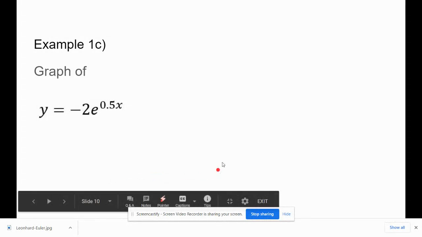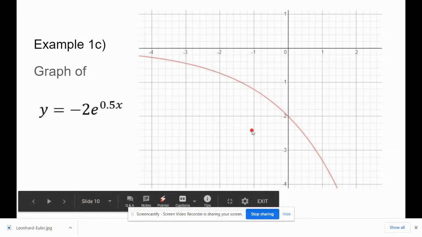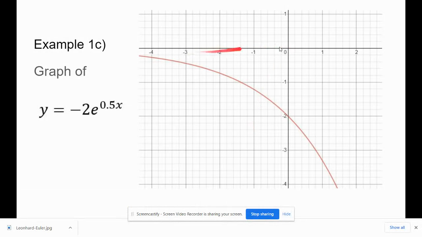Okay, so let's pull up the graph and see if I was right. Yes, it's reflected down across the x-axis. Notice that my y-intercept is now down here at (0, -2).